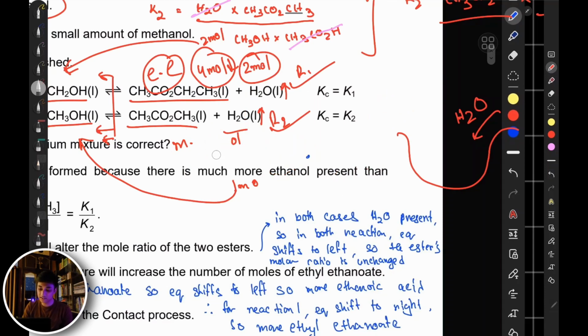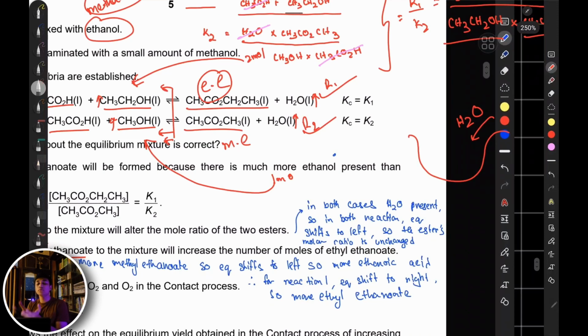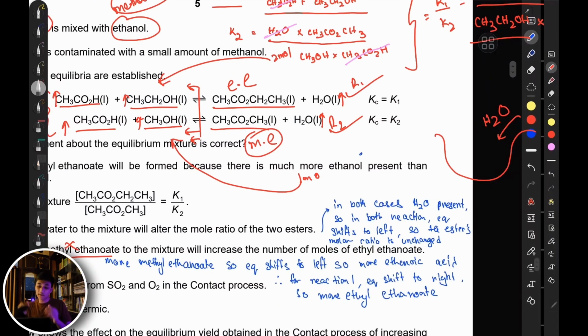Now I've just made up these numbers to explain. These are not exactly the moles, but what I'm trying to say is, even if you increase the amount of water, the ratio that was initially present between ethyl ethanoate and methyl ethanoate stays constant. The products decrease, which are ethyl ethanoate and methyl ethanoate, but they will still follow the same ratio. So even after the amounts have decreased, the ratio between ethyl ethanoate and methyl ethanoate will not change.